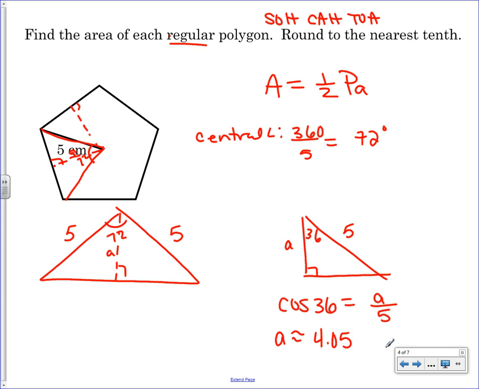Yeah, 4.05, something like that. Don't clear it out. Put it back in if you got rid of it, okay? Get that 4.05 back in. So I'm going to start replacing things with what they are. I'm going to start substituting.